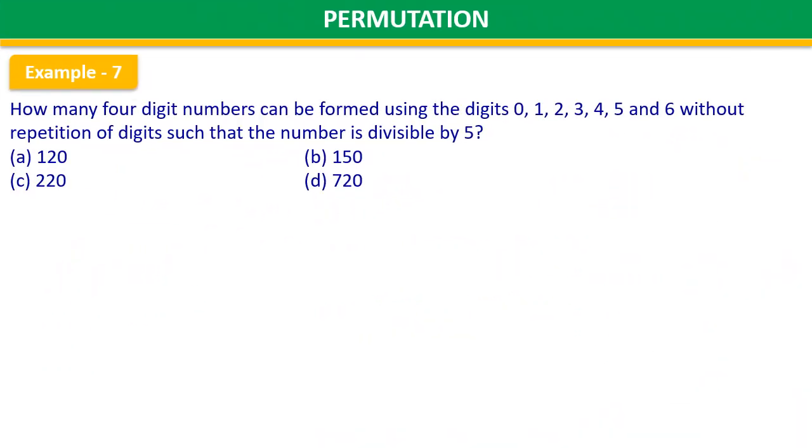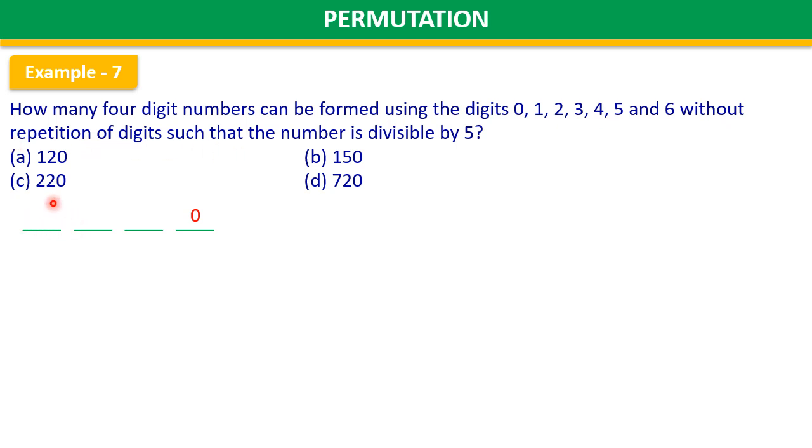Example 7. How many 4-digit numbers can be formed using digits 0, 1, 2, 3, 4, 5 and 6 without repetition of digits such that the number is divisible by 5? Well, we want to form a 4-digit number and it should be divisible by 5. That is only possible if the unit digit is either 0 or 5. So let us take the unit digit here as 0. So 0 cannot appear anywhere else because it is clearly mentioned that there should not be any repetition of digits.